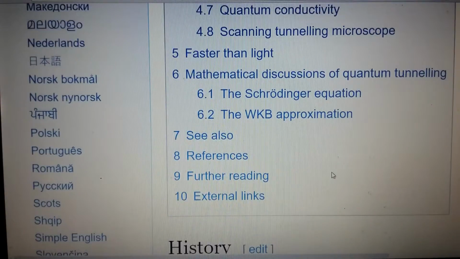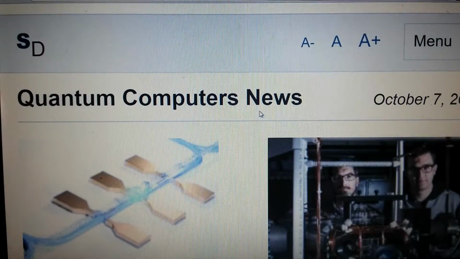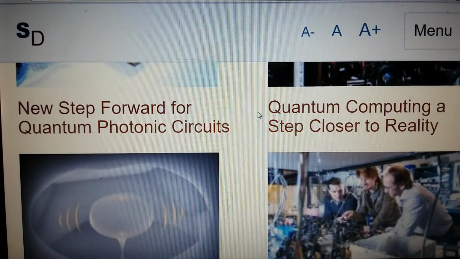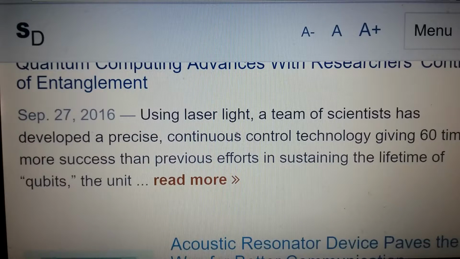Okay. Now, this is an article I saw on Science Daily. Basically, it's talking about quantum computer news. Quantum computing advances with researchers' control of entanglement. Using laser light, a team of scientists has developed a precise continuous control technology giving 60 times more success than previous efforts in sustaining the lifetime of qubits of the unit.